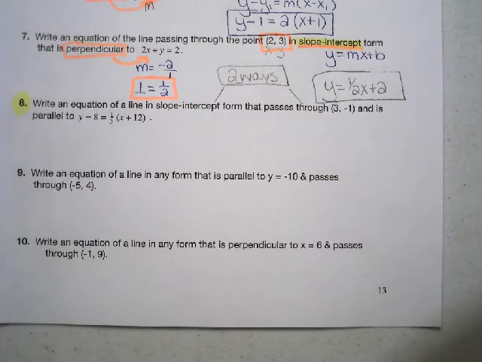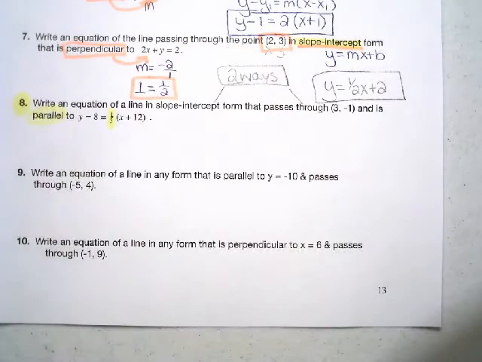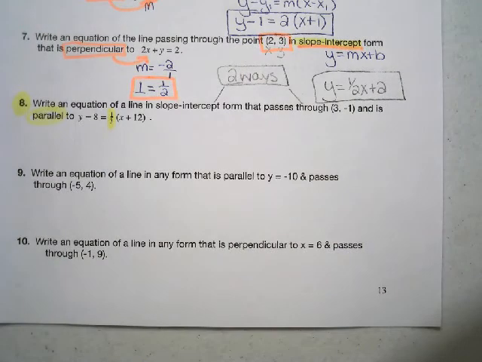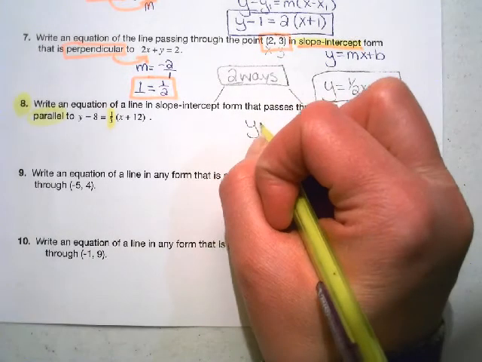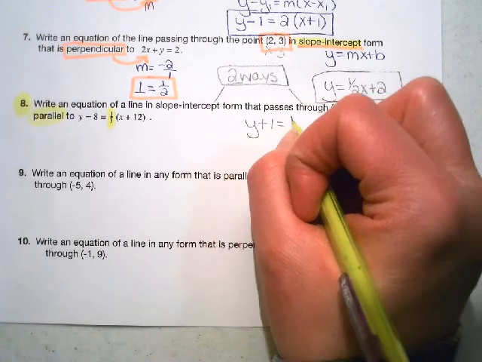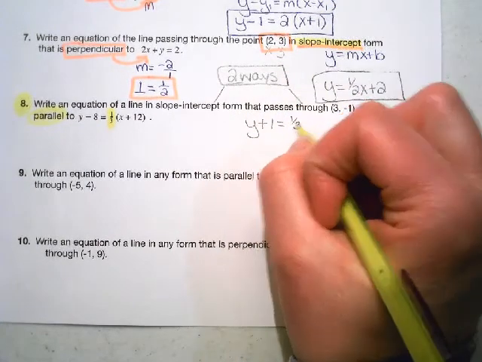So why don't you pause it here and why don't you just try number 8? Okay, hopefully you tried number 8. In number 8 here, we have parallel and we have the slope of 1/3. So that means that we don't have to do anything different with our slope, but you just have to figure out what method you want.